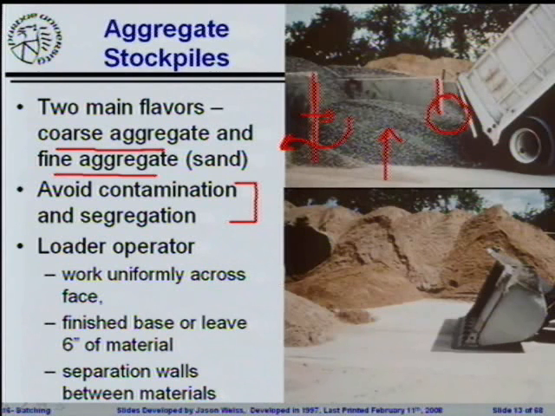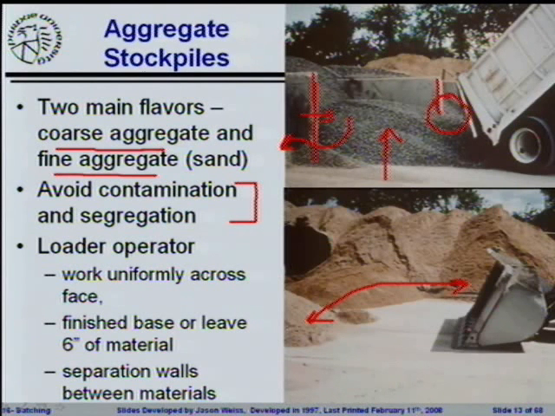The loader operator is going to want to work uniformly across the face. By working uniformly across the face of the aggregate, there are two things that it's going to allow you to do. It's going to allow you to minimize segregation, and it's going to allow you to have a much more uniform moisture content, so you're not going to have big spikes in the moisture content. If you have someone who's burrowing into one section of the pile, and then starts over and burrows next to it, you're going to go from a dry material to something that's wet, then start over with a dry material and go to something that's wet. It's going to be mixing as it goes through the plant, and it's going to be really difficult to control. If you have someone who's working uniformly across the face, you're going to have materials that are relatively consistent.